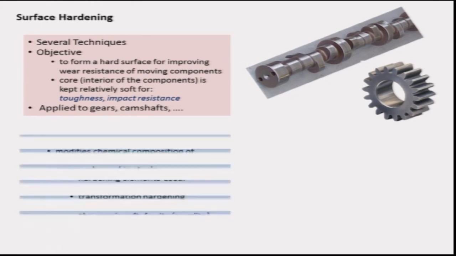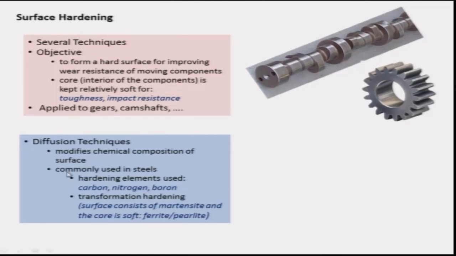One specific method of doing this is using diffusion. Through a process of diffusion, one modifies the chemical composition of the surface so that the surface becomes harder. It is very commonly used in steels. In fact, one of the first hardening techniques was this only, for steels. So what you do is, through diffusion, you introduce some hardening elements like carbon, nitrogen and boron in the surface layer. So what you have done is you have changed the chemistry of the surface layer while at the same time keeping the core at the same composition.